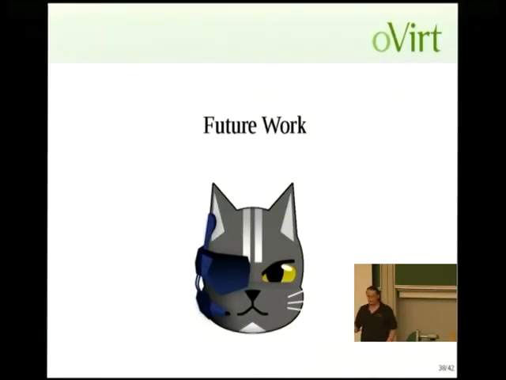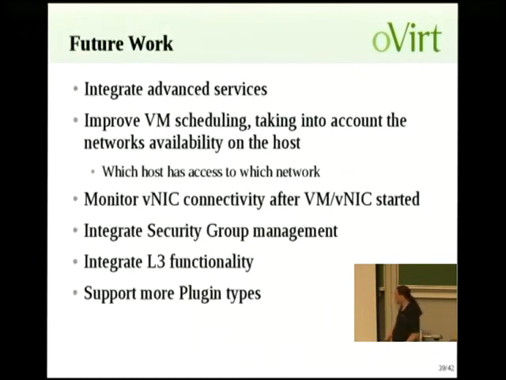We're working on adding a GUI for all these options. So basically, that's future work that we have planned. Of course, if something is not mentioned, you're welcome to open a bug or RFE on oVirt. First of all, we want to integrate more advanced services, like VPN as a service, disaster recovery, whatever, all these extra services that Neutron provides.